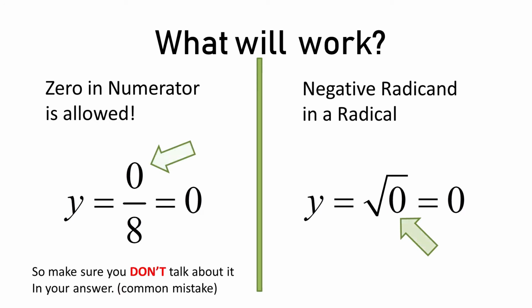The thing that's on the left here is a very common mistake on quizzes and tests. Typically, people want to talk about what caused the top to equal 0 as part of their solution, as things that should be tossed out of the domain. But do not do that, okay? Leave it alone. Whenever you have a 0 on top, it's okay. Leave it alone.